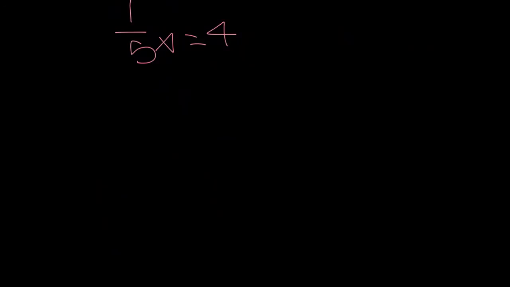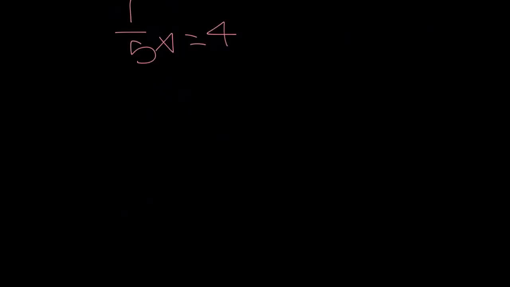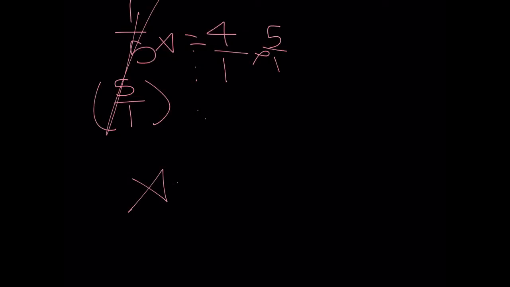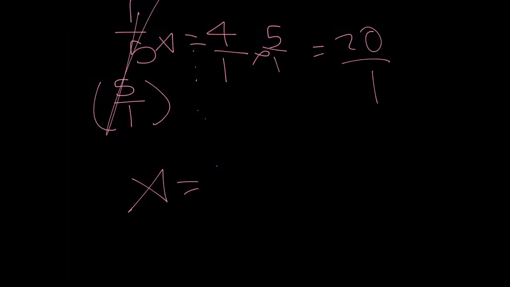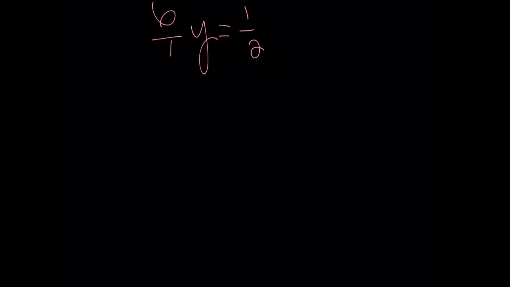Okay, so for this problem, you're actually going to be multiplying 1/5 by its reciprocal, which you can do 5 over 1 or 5. And so what we're going to do is multiply 5 over 1. And then on this side, we have 4 over 1, which will be multiplied by 5 over 1. And so that cancels out, which leaves x by itself. So 4 times 5 equals 20 over 1, so x equals 20. And that's your answer.